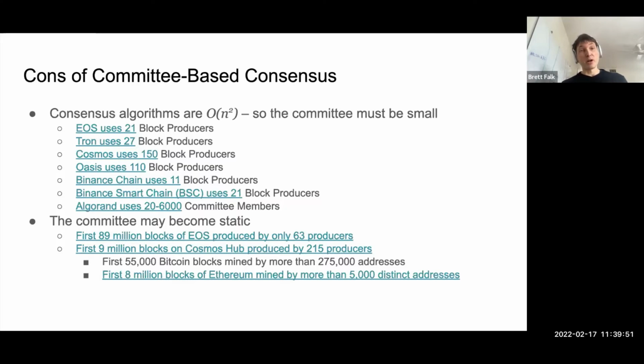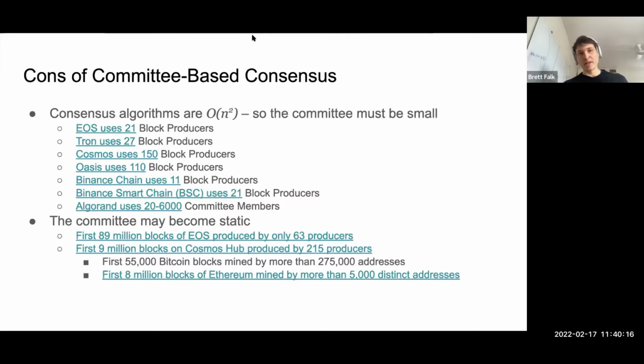But this type of small committee, even if you elect new committees all the time, can end up being static. And so you see this really extremely in systems like EOS. EOS elects a new committee every 2 minutes, about every 126 seconds. And they elect 21 people at a time.